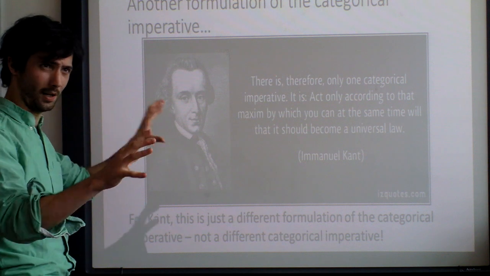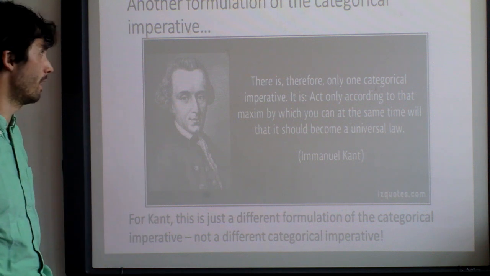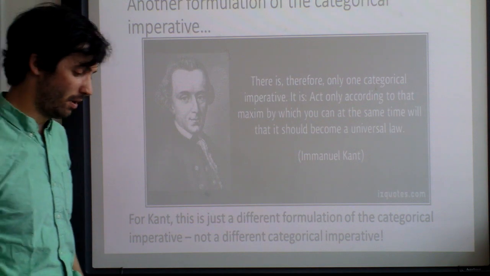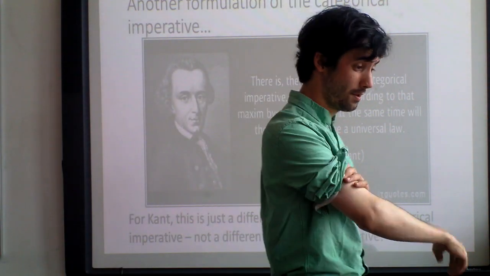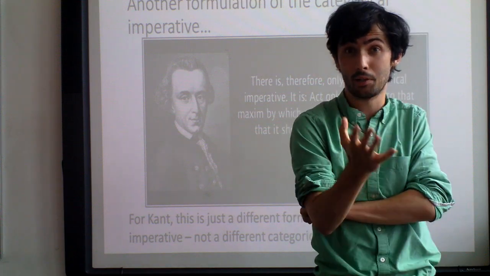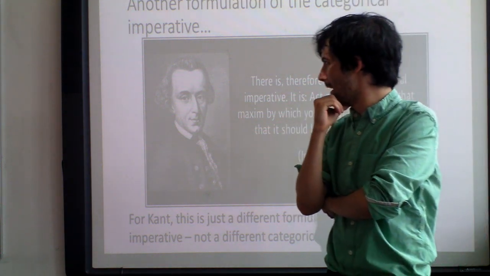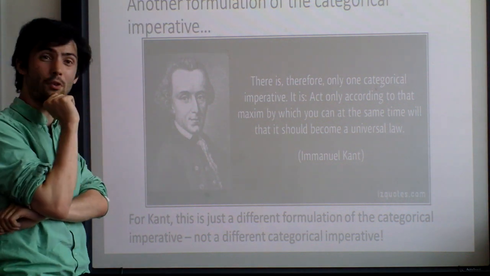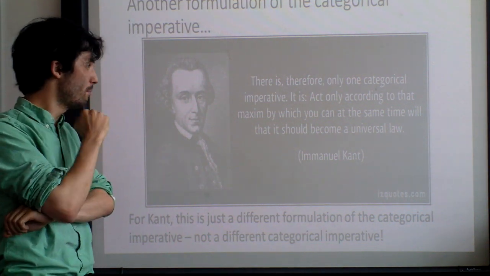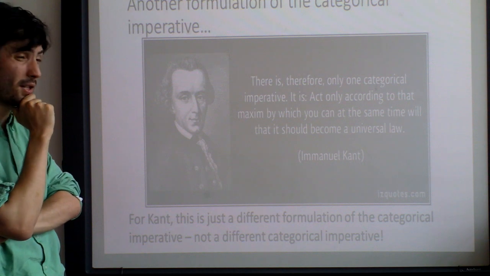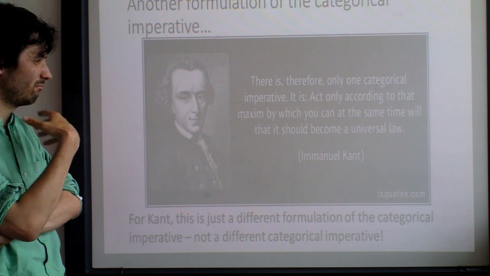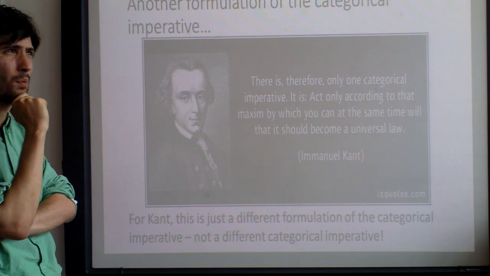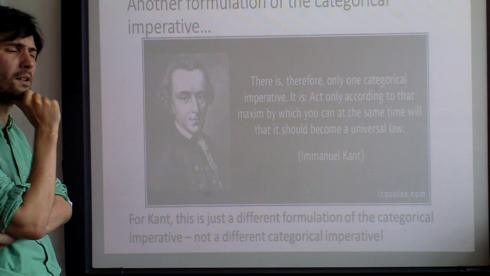So hopefully you can see the connection between the two formulations of the very same categorical imperative. If not, well, that's something you could potentially use as a criticism in an essay about Kant. You could say, well, Kant says that there's this one categorical imperative, but actually it seems like he's contradicting himself. Seems like there's two. But I would say that they're, if not identical, they express the same fundamental idea.